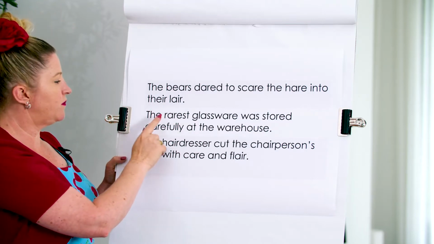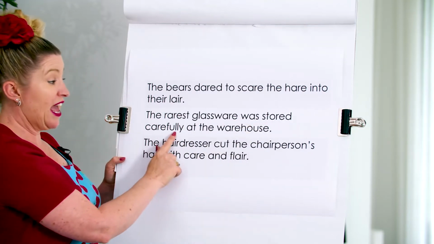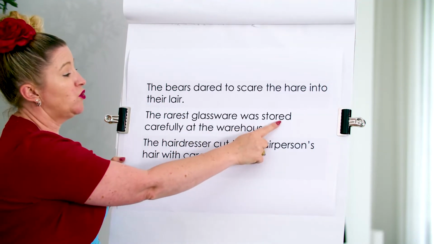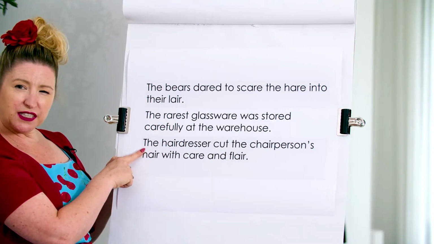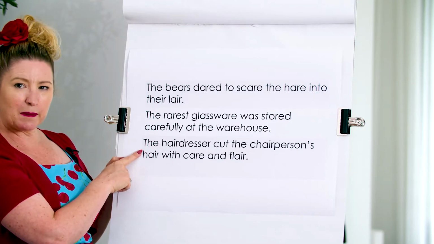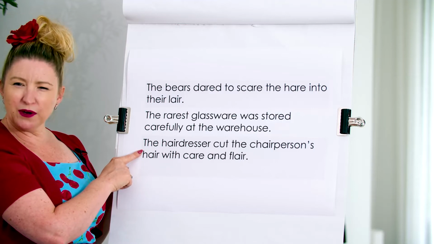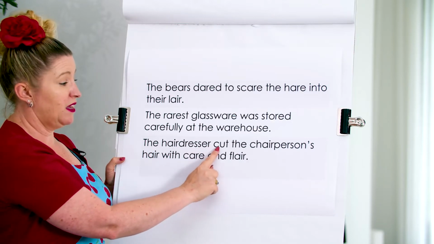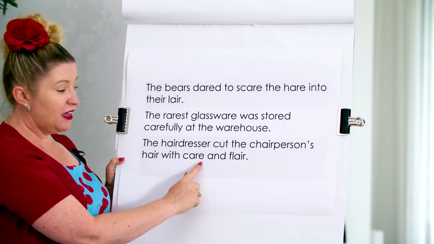Let's read the next sentence. The rarest glassware was stored carefully at the warehouse. Have a look at the third sentence, pause it, see if you can read it on your own before I read it with you this time, and come back. Did you read it? Did you get all the words? There's a couple of compound words in there. Let's read it together now. The hairdresser cut the chairperson's hair with care and flair.